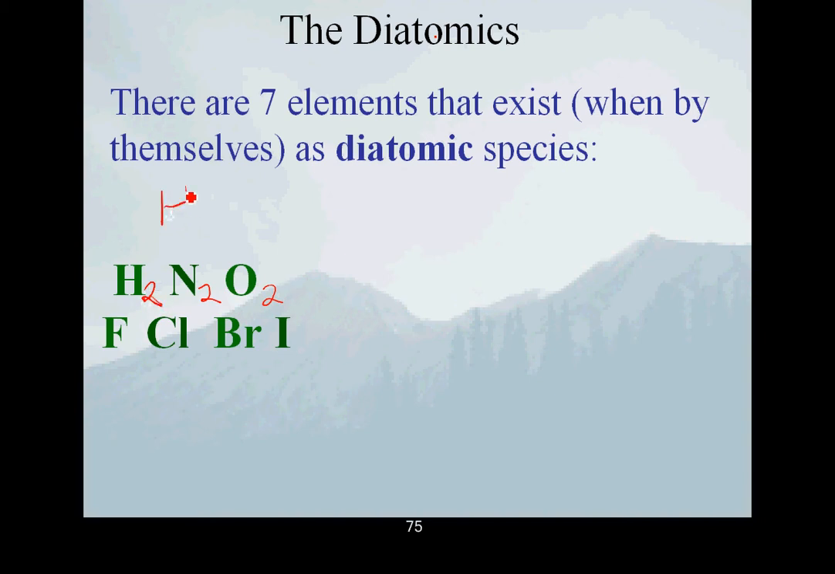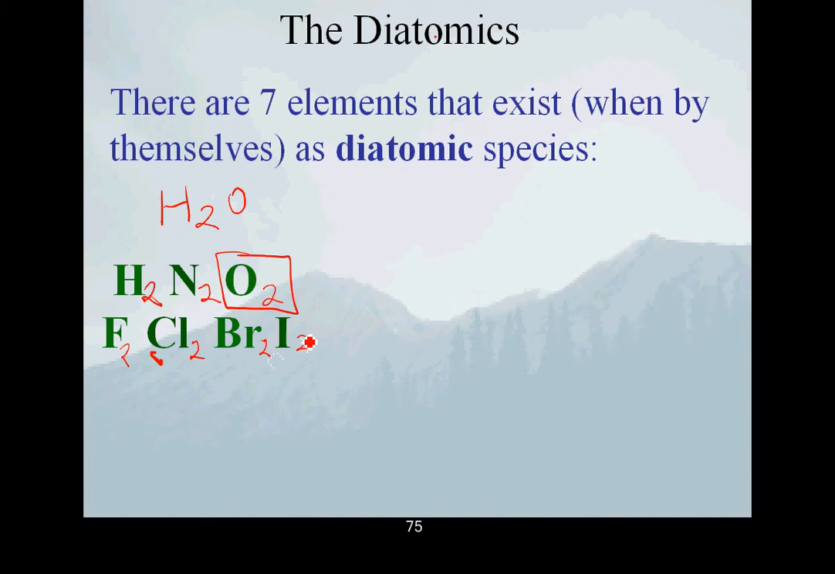So, for example, we talk about water, and water has oxygen in it, but oxygen in the water molecule is not diatomic. But if oxygen's by itself, it exists as an O2 molecule. It's a diatomic molecule. So all 7 of these exist as diatomic. Fluorine and chlorine and bromine and iodine all exist as diatomics. And you need to know which ones exist as diatomics.